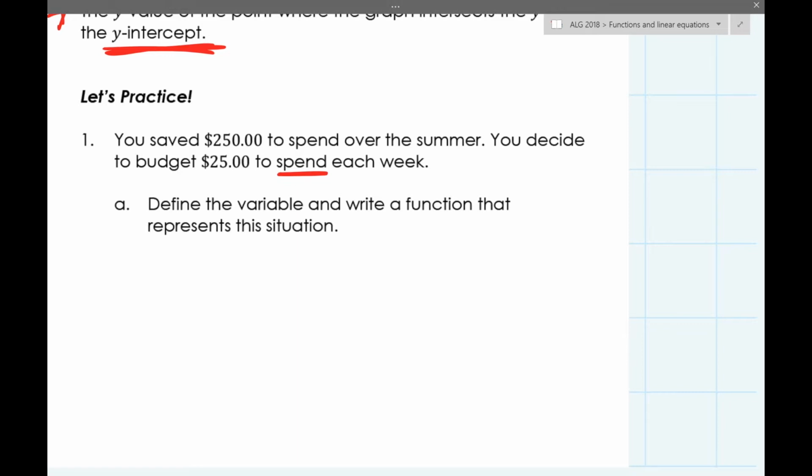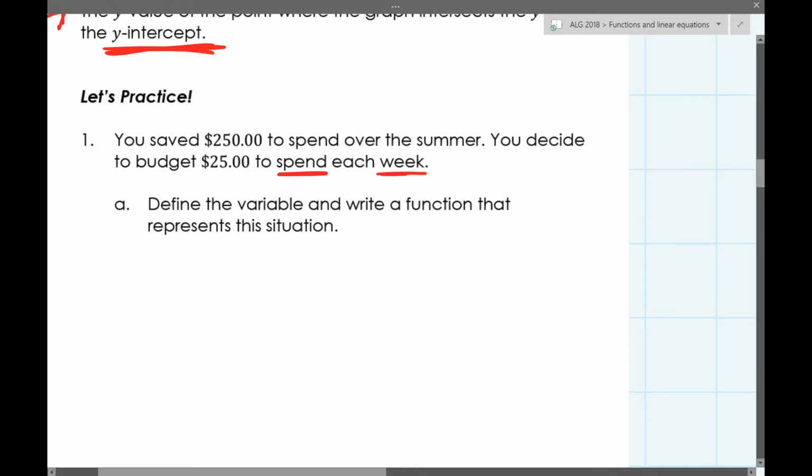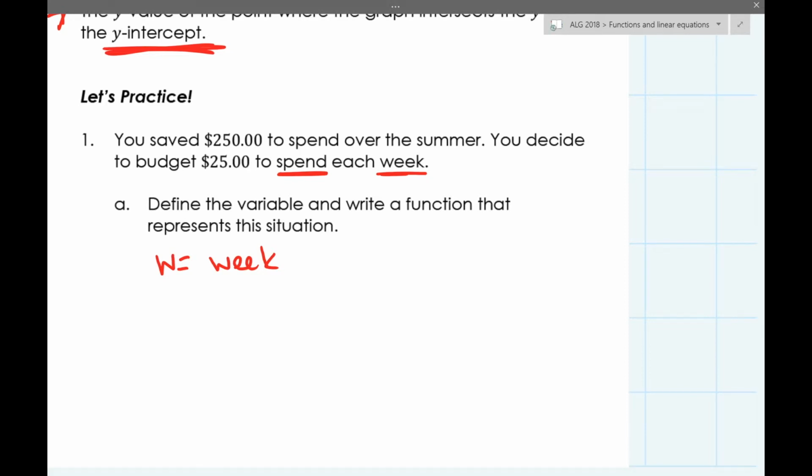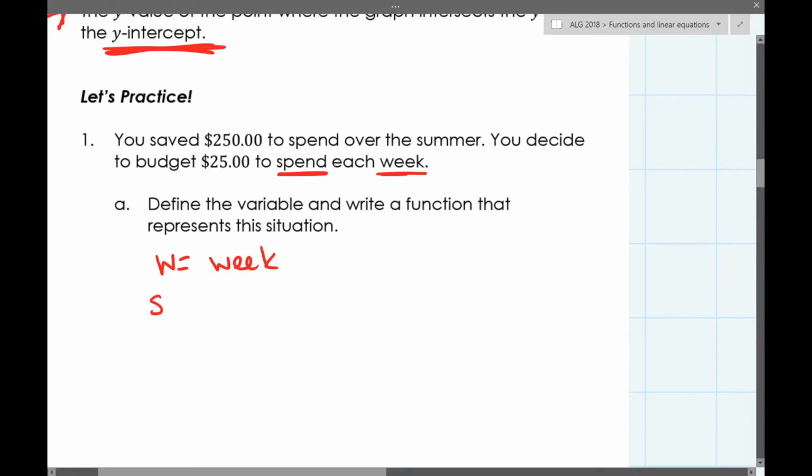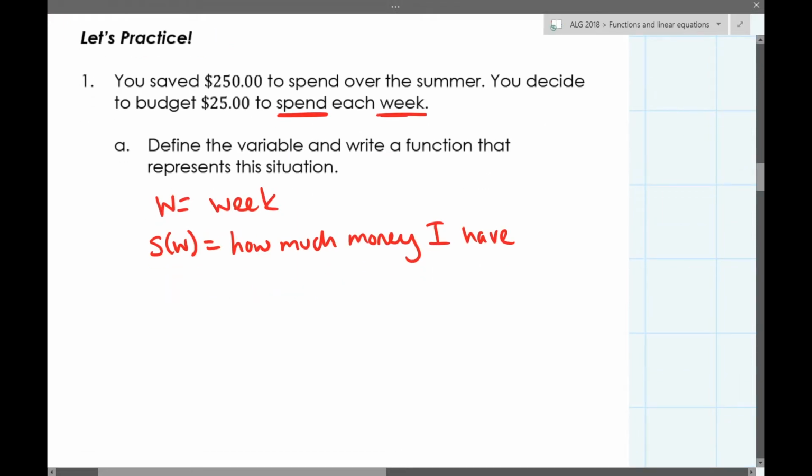Okay, so we're going to use W for weeks. Okay, and then I need my total, how much I have left over. So since we're talking about the summer, let's do S of W. So S of W is going to mean how much money I have left over. Alright, let's create a function now. Okay, so my total is going to be S of W.